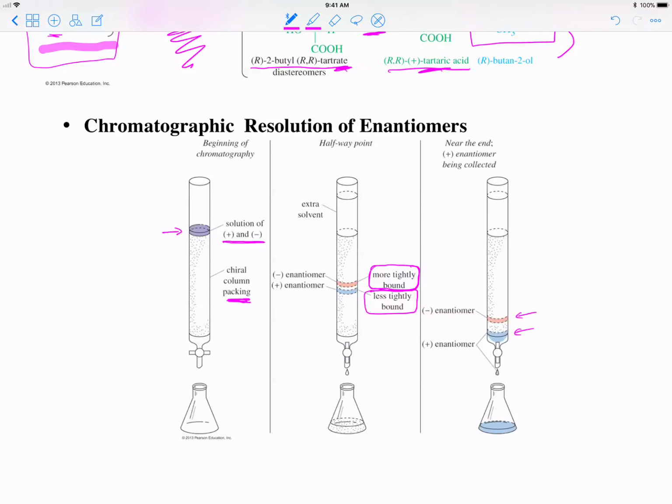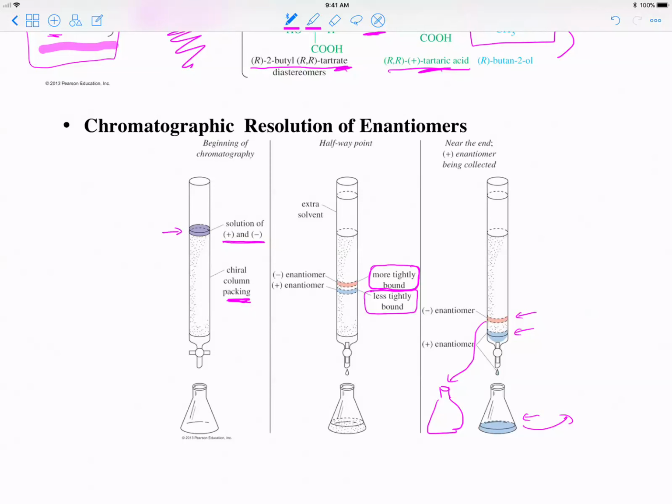Now, we haven't done chromatography yet. We're going to be doing it very soon in lab. But compounds will move at different speeds through this chromatography column. And the one that comes out first can be separated and put into an Erlenmeyer. And then when it comes out, I'll take this Erlenmeyer away, put a new Erlenmeyer underneath, and collect the other compound when its time comes to come out of the column.